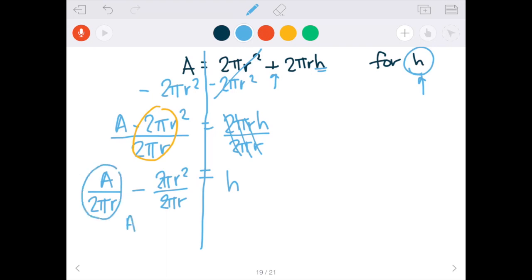Now, there's nothing I can do here. So a over 2 pi r is going to stay. But these 2's, these pi's, and you guys know now that r squared divided by r is just r, gives us this. This is our simplified form.